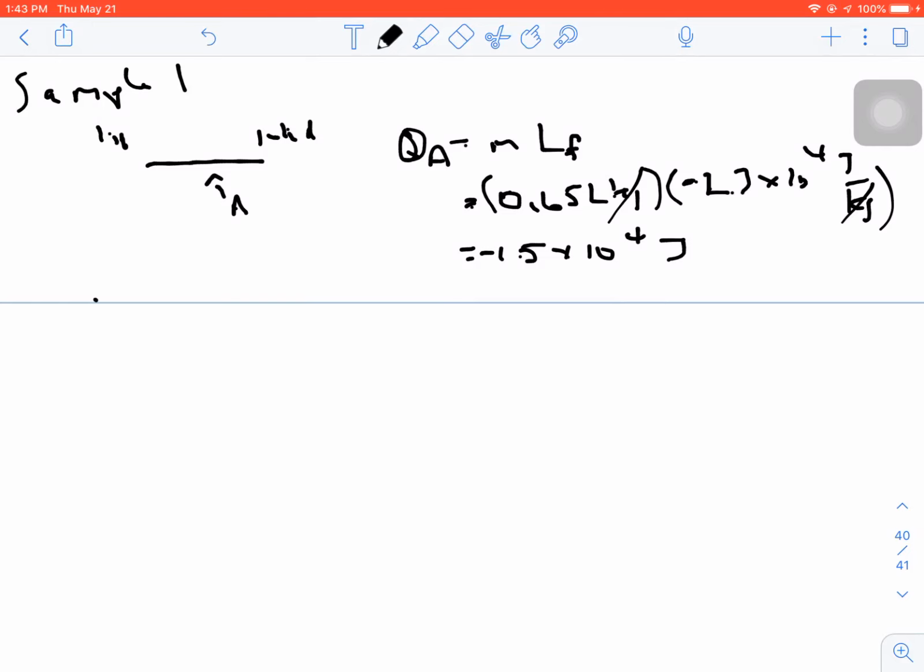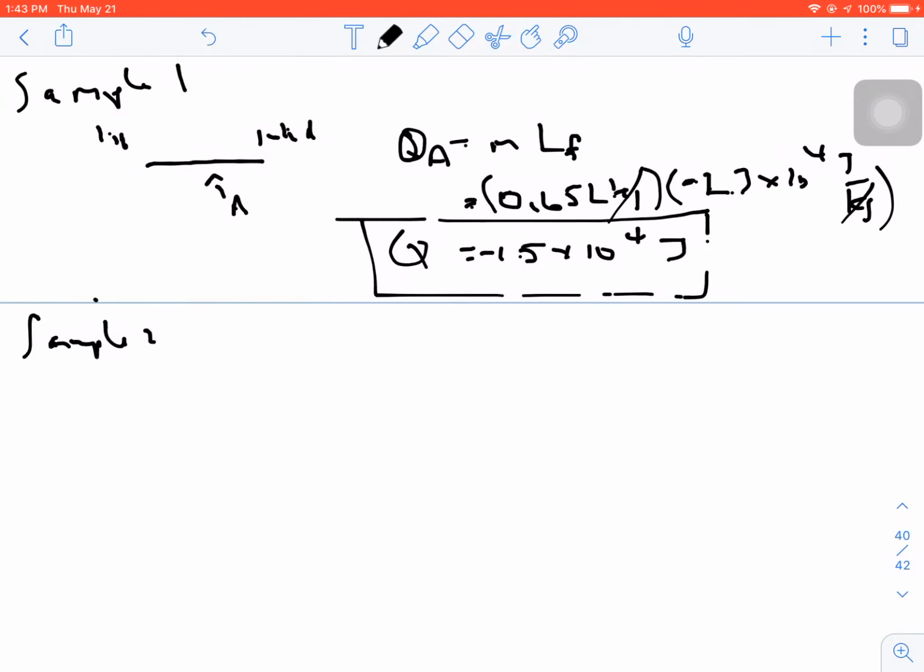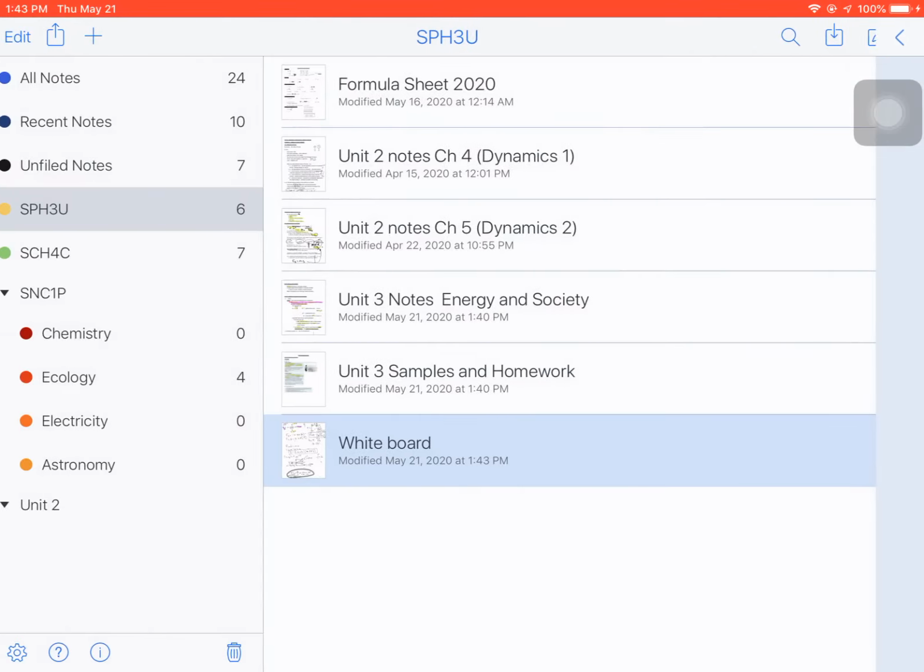If I look at sample 2, so Q is negative 1.5 times 10 to the 4. If I look at sample 2 on the same page, so let's go to sample 2 there for a minute.